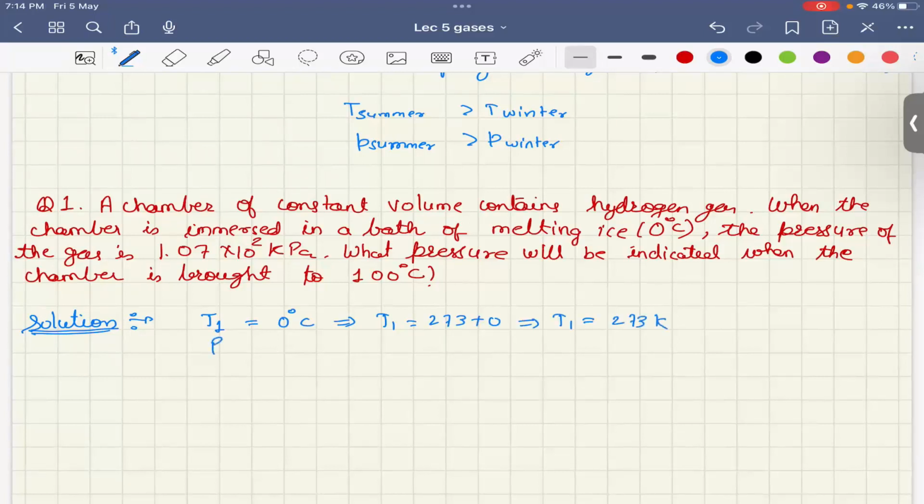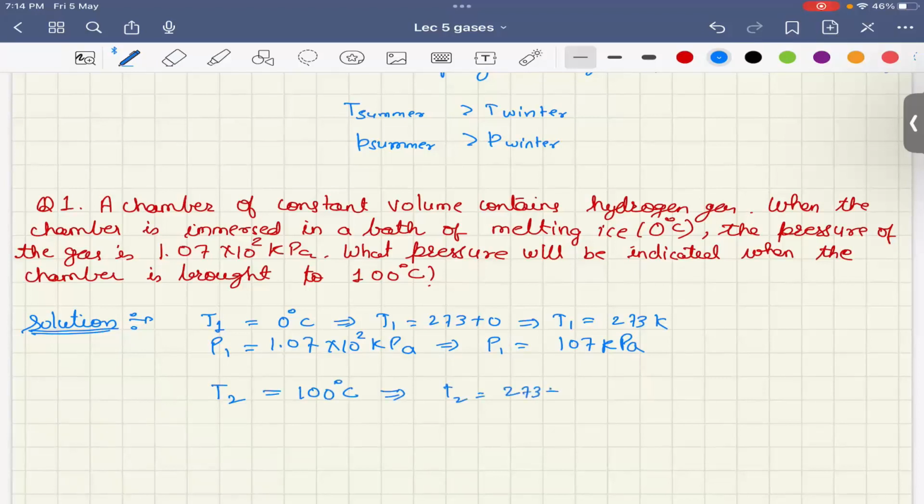Right? P1 we are given as 1.07 into 10 raised to power 2 kilopascal, which implies pressure 1 is going to be 107 kilopascal. Plus we have been given T2 as 100 degree centigrade. This implies T2 is 273 plus 100, which implies T2 is going to be 373 Kelvin.